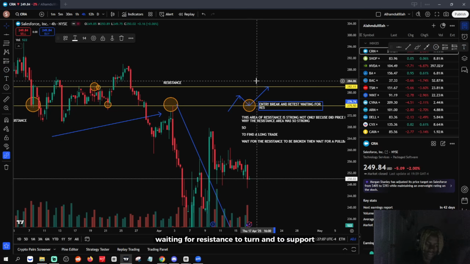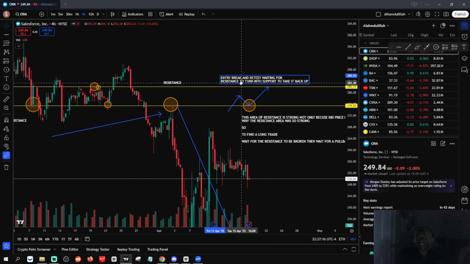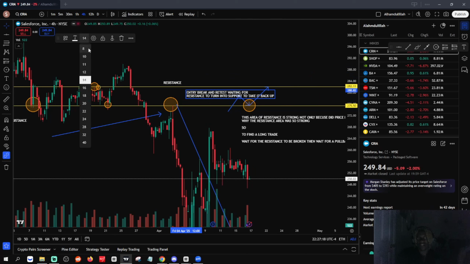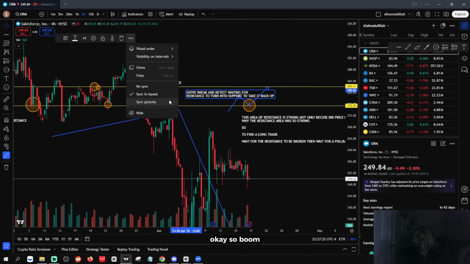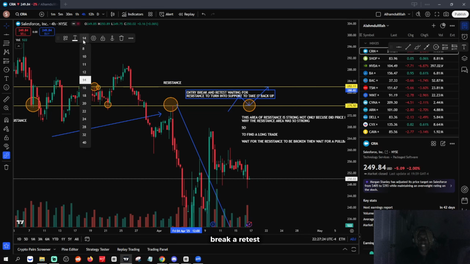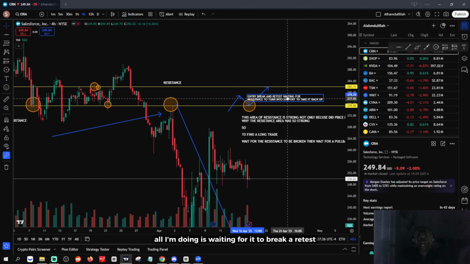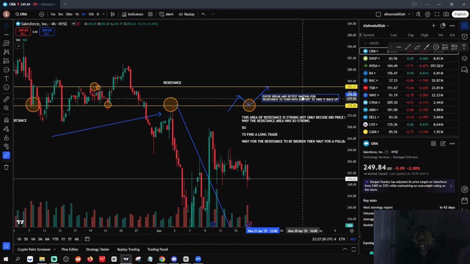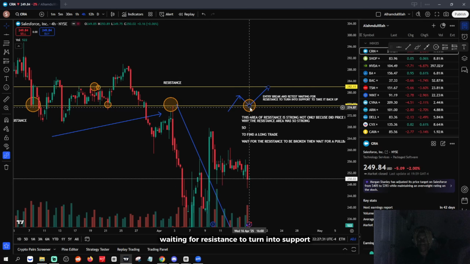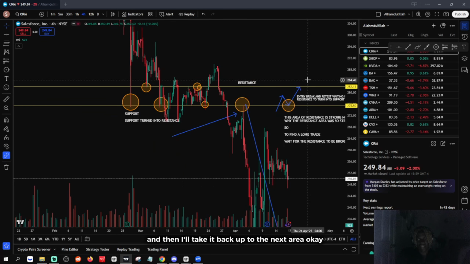Waiting for resistance to turn into support to take it back up. All right. Okay, so boom. Break and retest. All I'm doing is waiting for it to break and retest, waiting for resistance to turn into support, and then I'll take it back up to the next area.